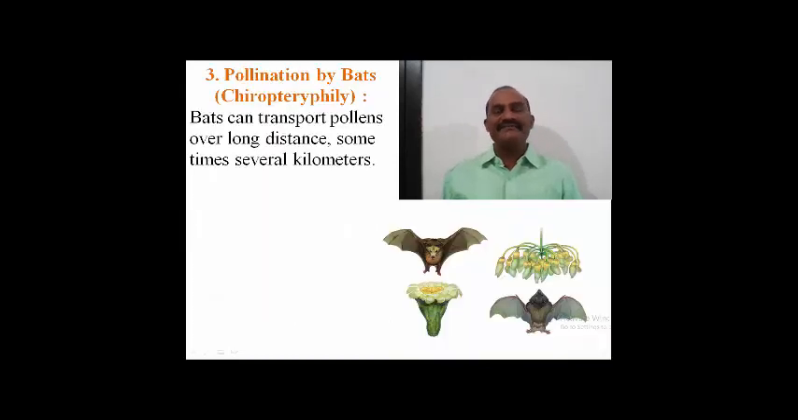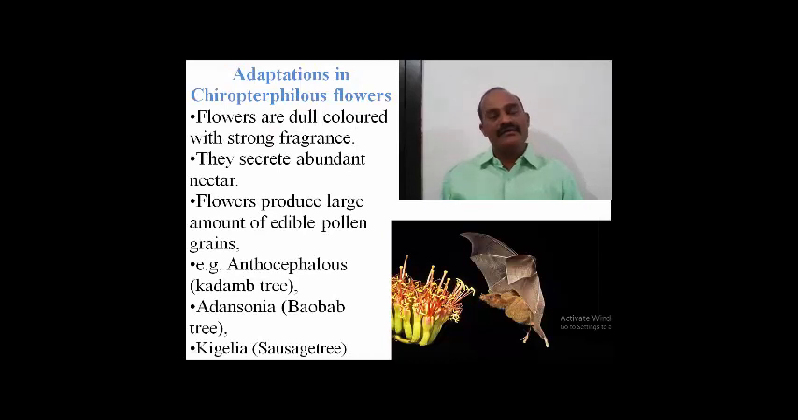Then pollination with the help of bats, that is the third type. It is also called chiropterophily. Now bats can transport pollen grains over very long distances, many times several kilometers. So bats are also pollinators. For bats, a special mechanism is developed by the flower. The flowers are generally dull colored, as they are pollinated at night. They don't require attractive coloration. Energy is saved, but strong fragrance is required for attracting the bats.